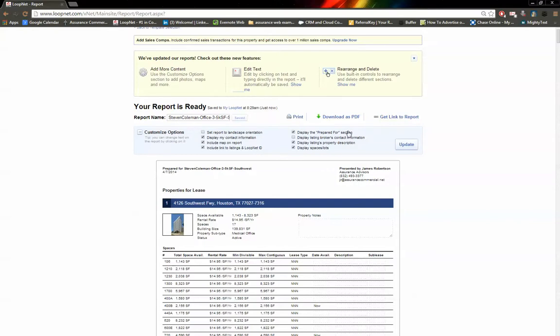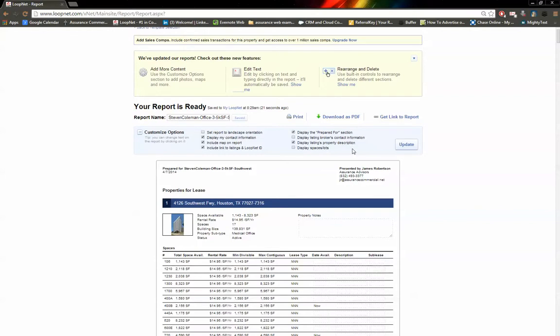Display the prepared for section. That's good. Display the listing broker's contact. Don't ever list that because you don't want your clients contacting the broker. That's your job. It's not that you don't trust them. It's just that that's your job. And if you're not calling them, there are other problems. Display the listing property description. That's okay.